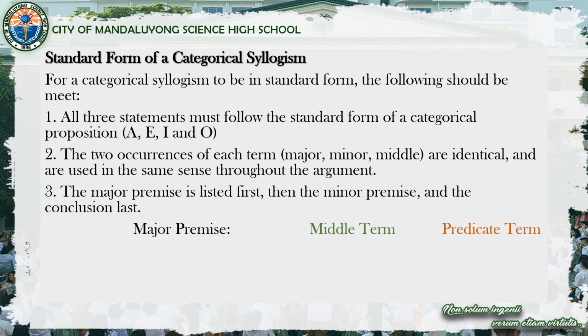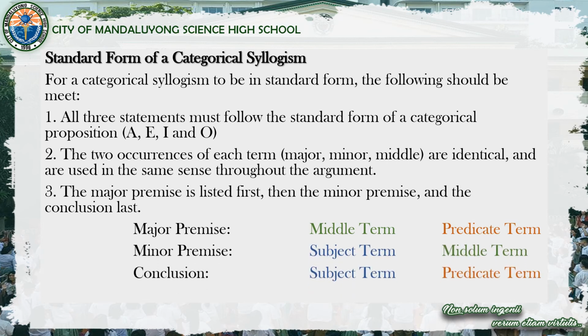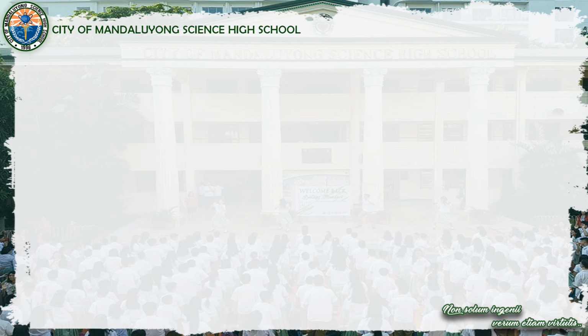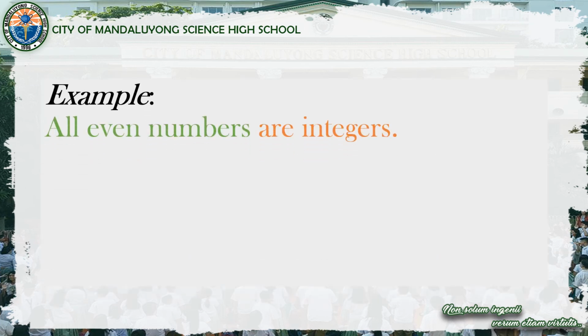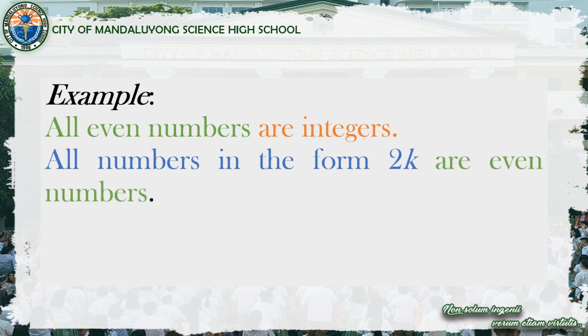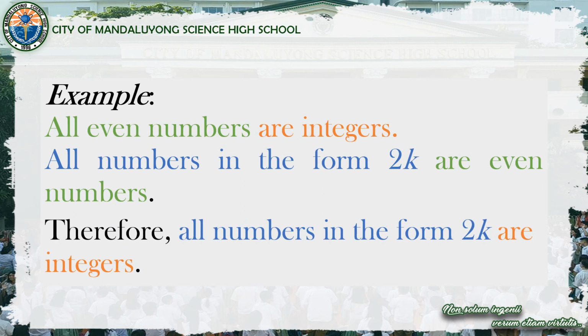So this one is for the major premise, for the minor premise, and for our conclusion. As you can see, we have the middle term, our predicate term, and then the subject term. So, here is our example. All even numbers are integers. All numbers in the form 2k are even numbers. Therefore, all numbers in the form 2k are integers.